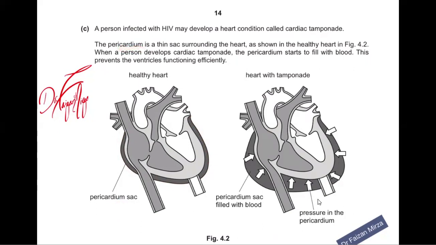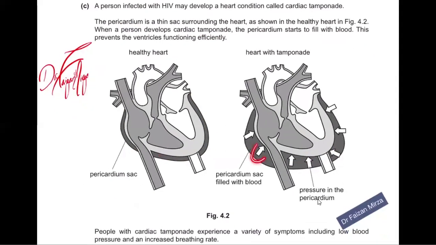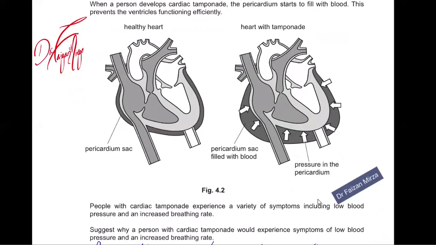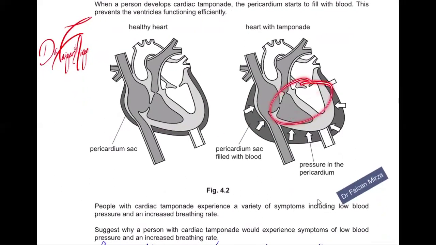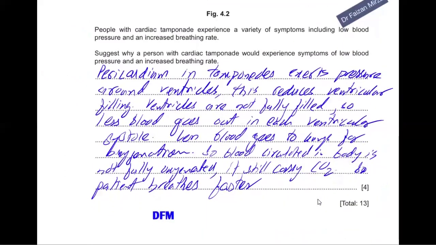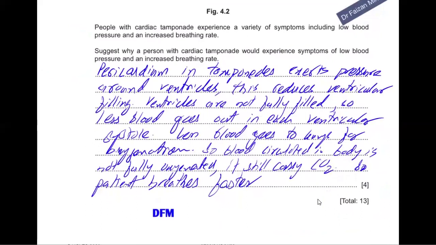So they have shown you a healthy heart, and then when a person develops cardiac tamponade, the pericardium starts to fill with blood. This prevents the ventricle functioning efficiently. So you can see this pericardium is filled with blood, and these arrows are there to tell you there is pressure in the pericardium. So, how would it affect heart functioning of a person with cardiac tamponade and a healthy heart? People with cardiac tamponade experience a variety of symptoms, including low BP and increased breathing rate. They're asking you to suggest why a person with cardiac tamponade would experience these symptoms.